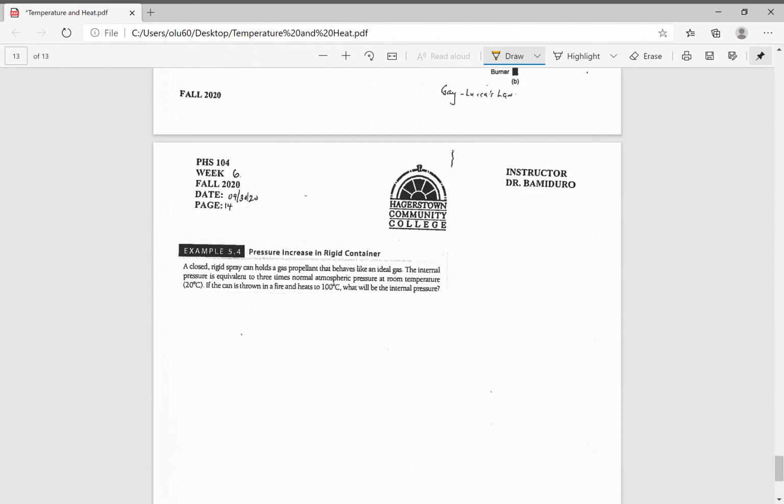So let's look at this example here, where it talks about the pressure increasing in a rigid container. And how does that happen? Well, a closed, rigid spray can holds a gas propellant that behaves like an ideal gas. The internal pressure is equivalent to 3 times normal atmospheric pressure at room temperature, which is 20 degrees Celsius. If the can is thrown in a fire that heats up to 100 degrees Celsius, what will be the internal pressure?